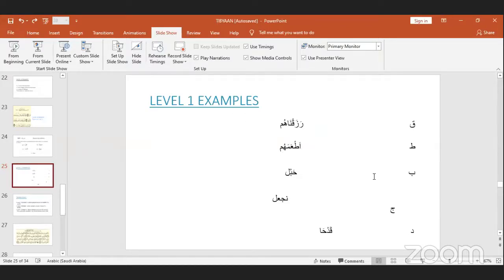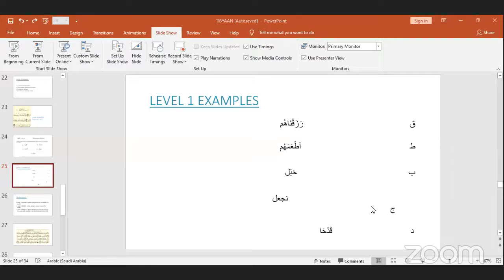I had told you. Then ba, hablun. Ba comes in the middle. It's not coming at the last. And in hablun, ba should be in the first level. It should be done very less. It should not be more. Hablun, just the normal.